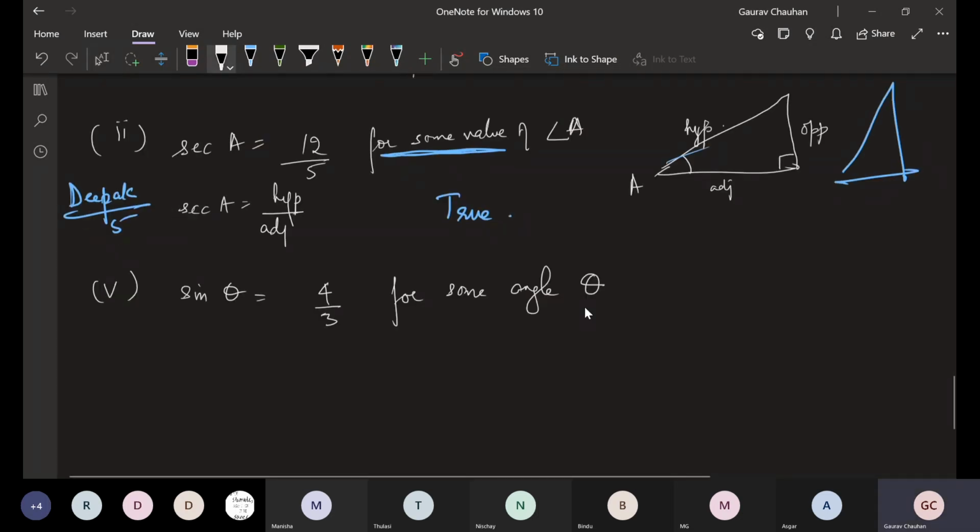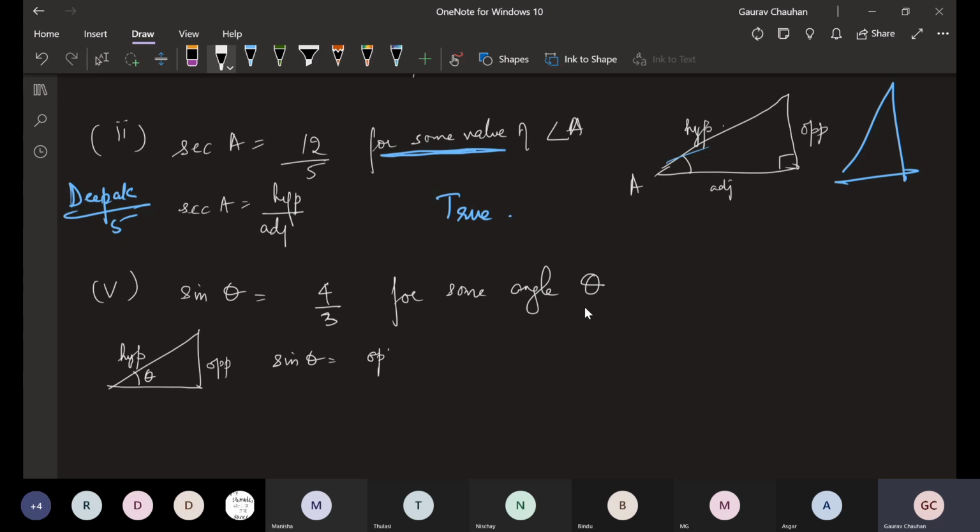In a right angle triangle, the formula is opposite side by hypotenuse, sir. Very good. Sine theta is equal to opposite side by hypotenuse. Sir, we know that the longest side is the hypotenuse, sir. Very good.